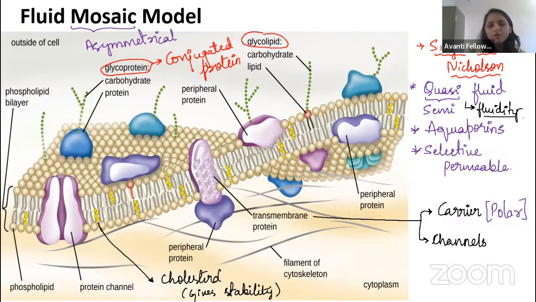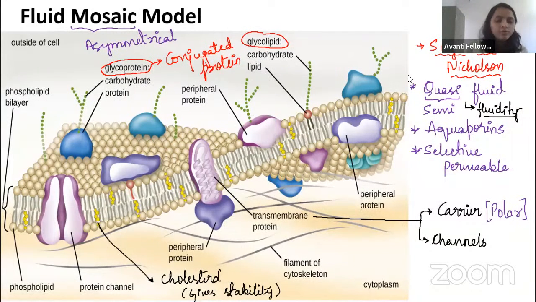Before talking about the plasma membrane, guys, I will ask you a rapid question. Who discovered the dead cell first? Answer me fast in the chat box. Tell me fast. YouTube students, answer me in the chat box. Robert Hooke. Very good, Robert Hooke.